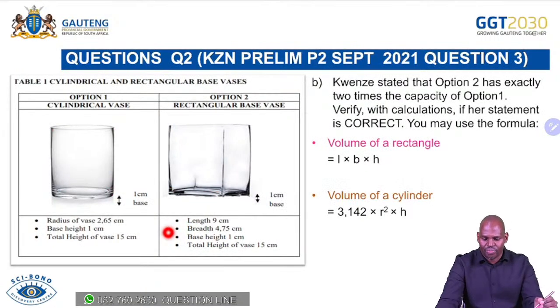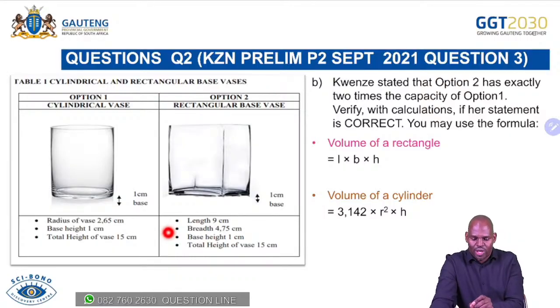And then B, Kwenze stated that option 2 has exactly 2 times the capacity of option 1. Verify with calculations. If her statement is correct, you may use the formula. Now again, boys and girls, if the examiner says you may use the formula, we advise you to please use the formula.